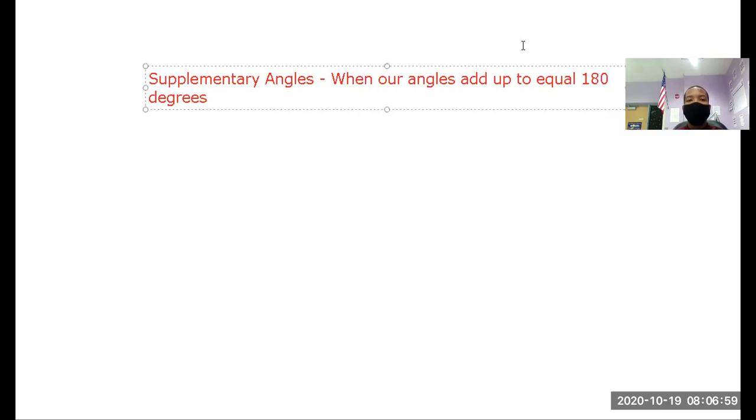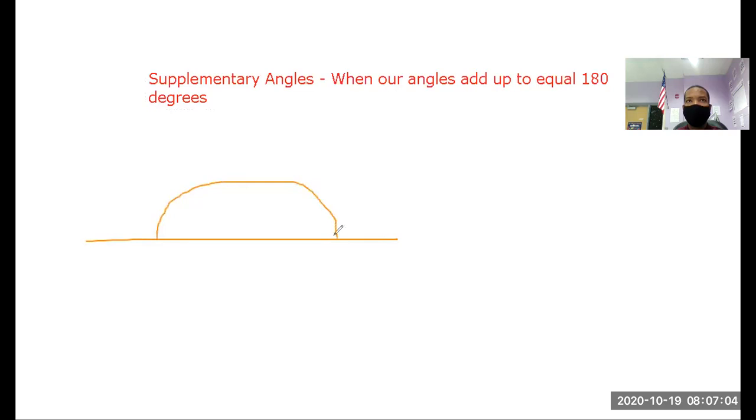Okay. For example, this is the 180, right? But say I have two angles. This one right here is, say, 45, and this one is 135. So if two angles are supplementary, they both add up to equal 180 degrees.